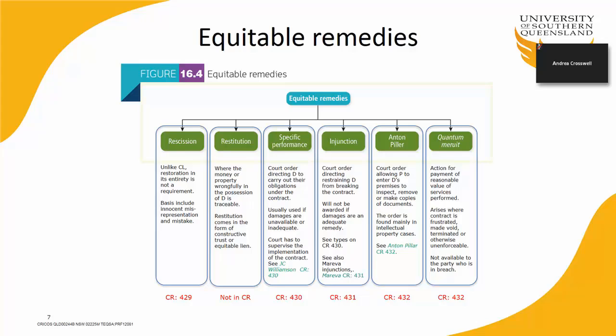Specific performance. This is used for information. A court order directing the defendant to carry out their obligations under the contract. So I'm telling you, I want something, and I want it from you, so I've agreed with you on a contract to exchange this thing, like a pen, and I want that pen. So I go to court, not asking for damages, asking for specific performance. Usually used if damages are unavailable, like the builder there, or inadequate. The court has to supervise the implementation of the contract, and we'll look at some examples.